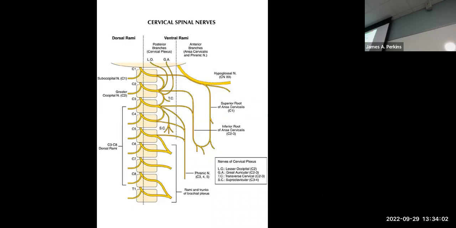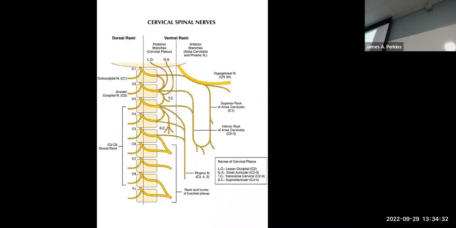The abbreviation TC is transverse cervical. That's the branch that travels anteriorly to supply all of the skin at the front of the neck. And then these three little forks, abbreviated SC, are the supraclavicular nerves that travel down towards the clavicle and are responsible for sensation from the lower part of the neck, basically where the neck, the clavicle, and the thorax all meet.